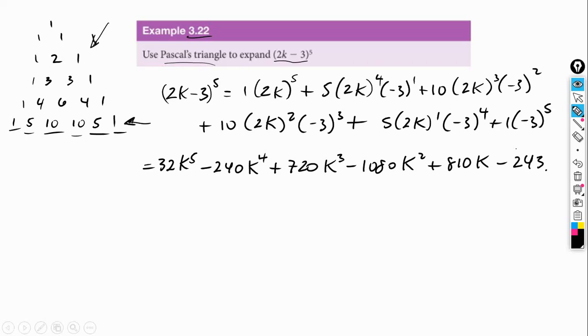So like I said before, this method is inefficient if we want to do an expansion of, say, (x + y)^20, because then we would have to continue doing Pascal's triangle, and this would just take too much time, right? So let's take a look at something called the binomial coefficient.